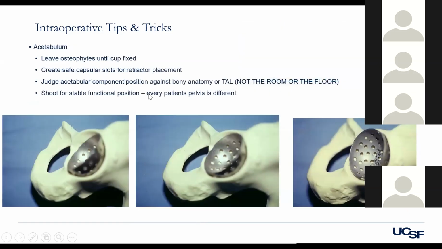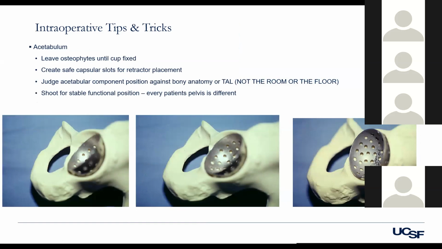In terms of tips and tricks for the acetabulum, in terms of total hip principles, you want to leave the osteophytes there until the cup is fixed in place. It's really important to keep capsular slots. For retractor placement, you don't want to be putting retractors into vessels.